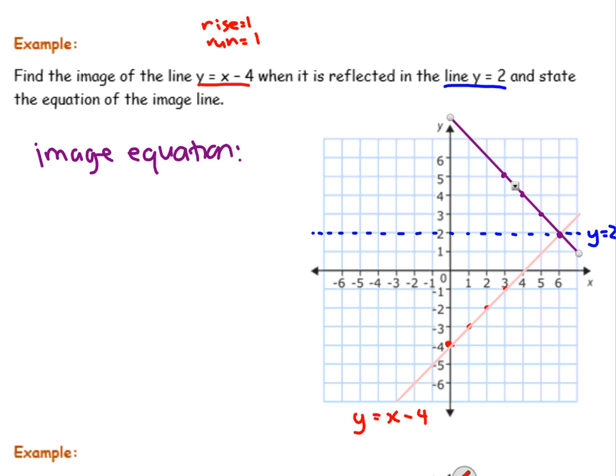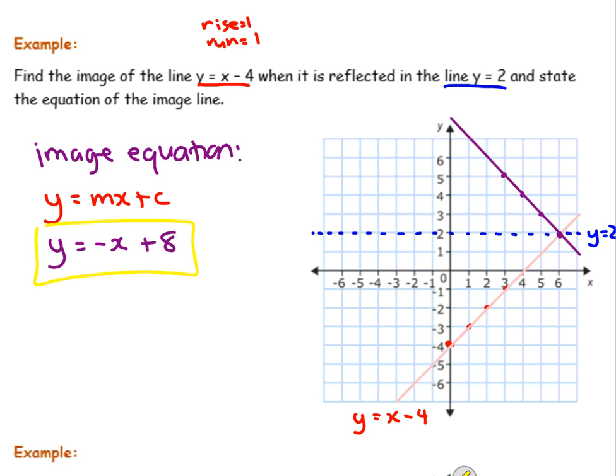If not, you could just sub in a point. So y equals mx plus c. You could work out the gradient and then you could try subbing in a coordinate to solve for c. But this one is just an easy one I can see. Y equals negative x plus 8 is the image equation. Because the question asks for it, that's why I'm doing that. So let's label that. Y equals negative x plus 8.